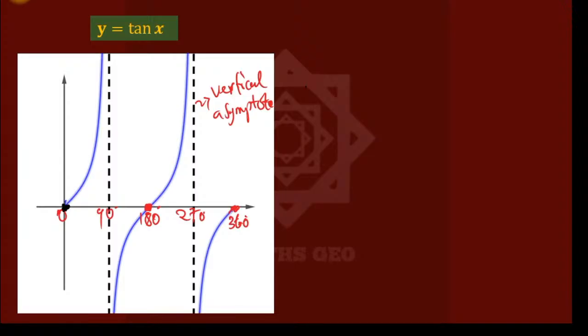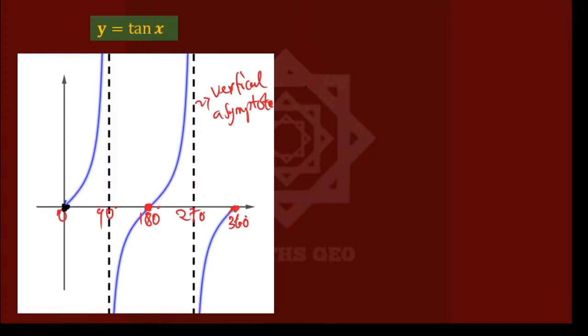So tan has no maximum and minimum. As you can see, it can increase to any point. The major point we are going to note here is where it is not defined, which is the vertical asymptotes. So that's the graph of tan.